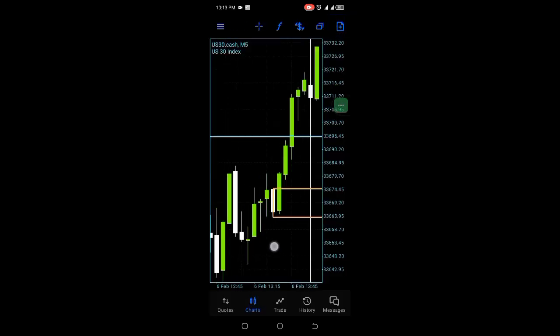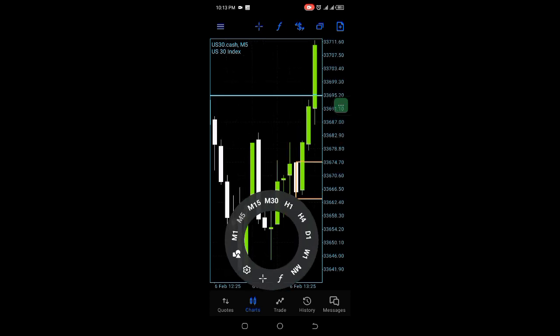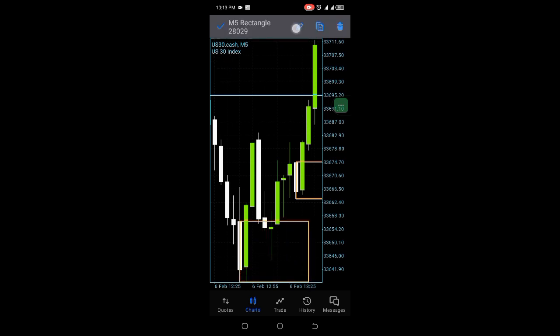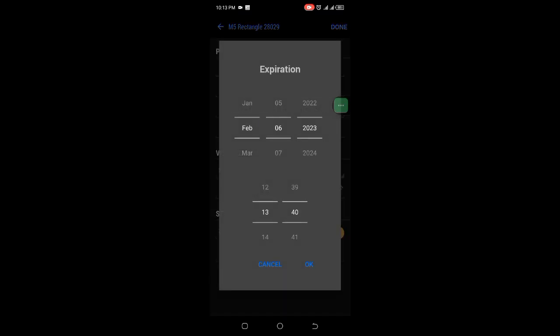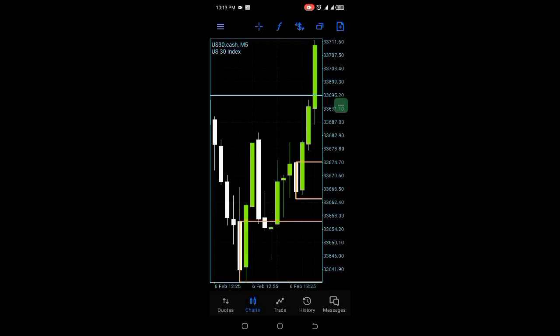Okay, and then is there any other? I have another one here, another bullish engulfing candlestick pattern here. I'm just going to mark that zone to the downside, and extend this to the future. Okay, so those are the two zones I was able to identify on the lower time frame M5.